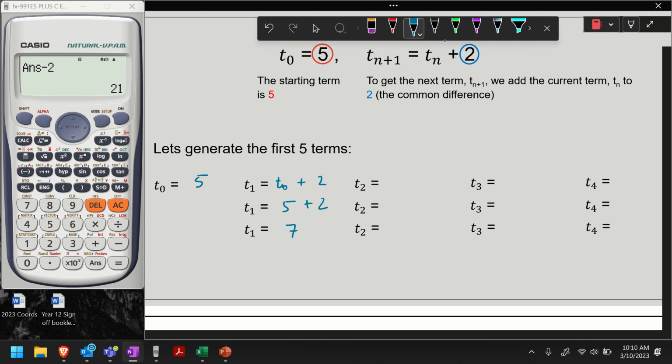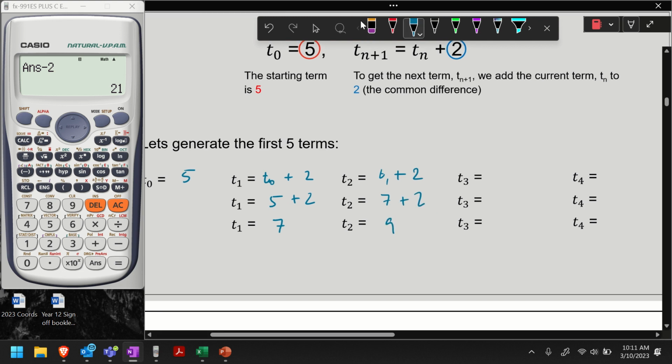And then you repeat the process. To get T2, it's going to be whatever you have currently, so T1 plus 2. What's the value of T1? T1 is so far 7. So it's going to be 7 plus 2, which equals 9. To get T3, it's whatever I have at the moment, which is 9. So T2 plus 2, which is going to be 9 plus 2, which is 11.